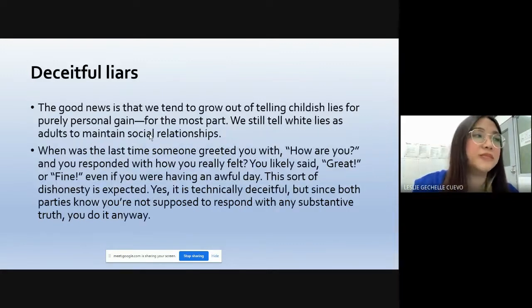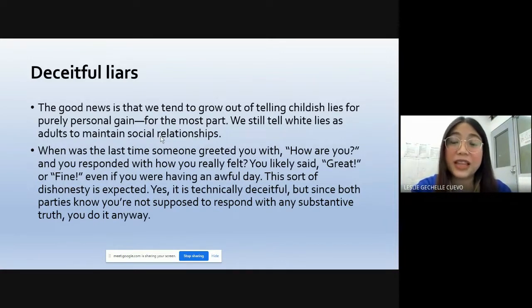So, may mga ganun. The good news is that we tend to grow out of telling childish lies for purely personal gain, for the most part. Of course, hindi sa lahat ng pagkakataon, ganun tayo.